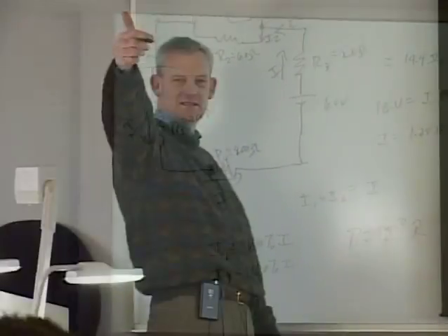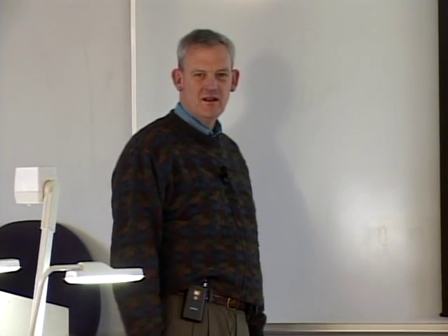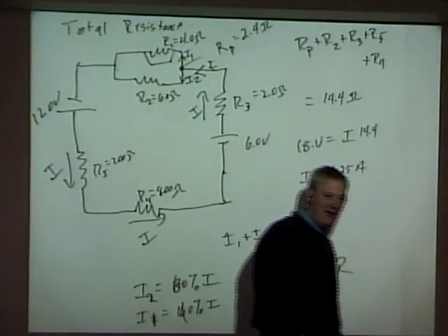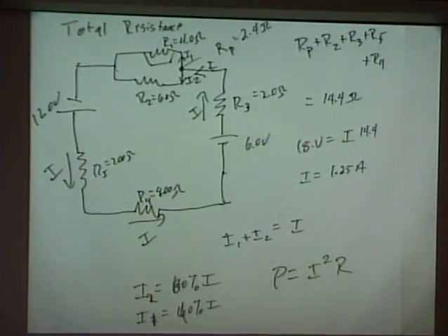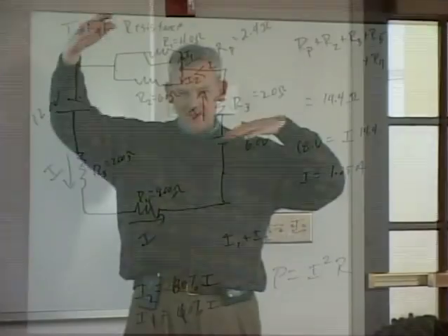Yes, Sarah. What if your resistors on that loop didn't add up to a multiple of 10? Like, what if it was 8 plus 7? That's 15. Yeah, then it'd be out of 15. They go 8 over 15 and 7 over 15. Oh, okay. It'll work out.